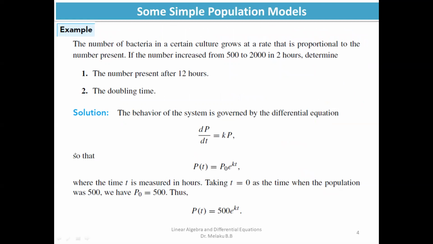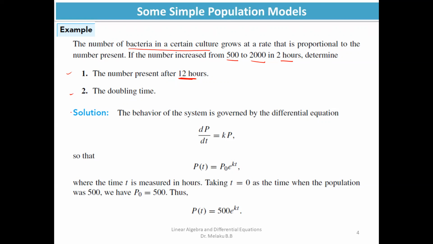Here we go. We have a good example. It says the number of bacteria in a certain culture grows at a rate that is proportional to the number present. If the number increased from 500 to 2000 in 2 hours, determine the number present after 12 hours. This one is the first part, and the second is the doubling time. So these are easy questions. Let's see one by one.